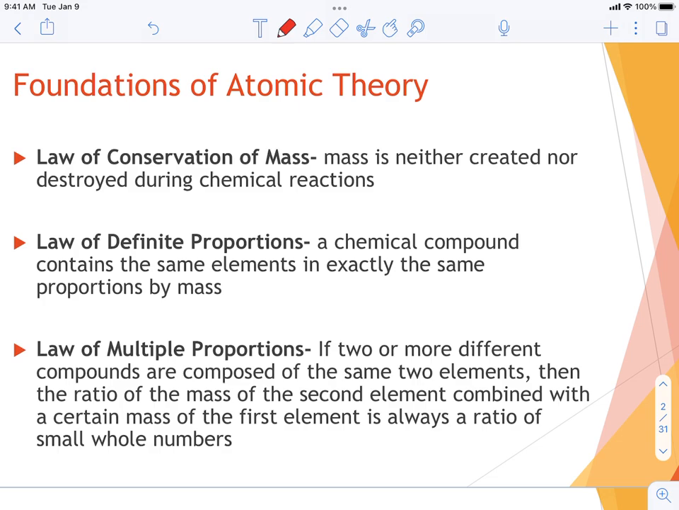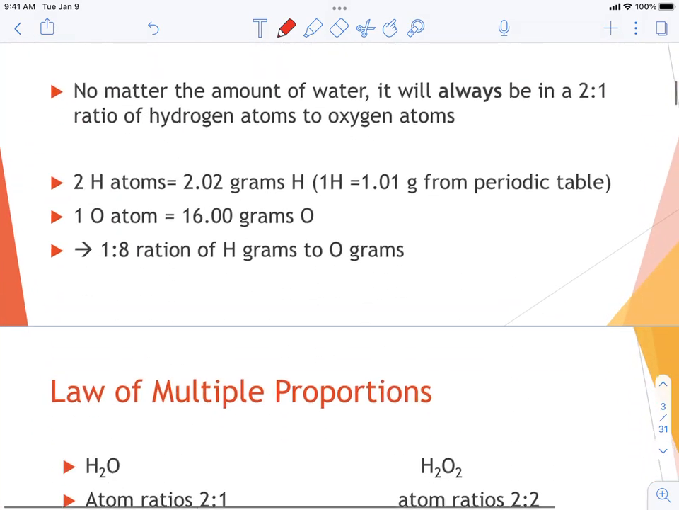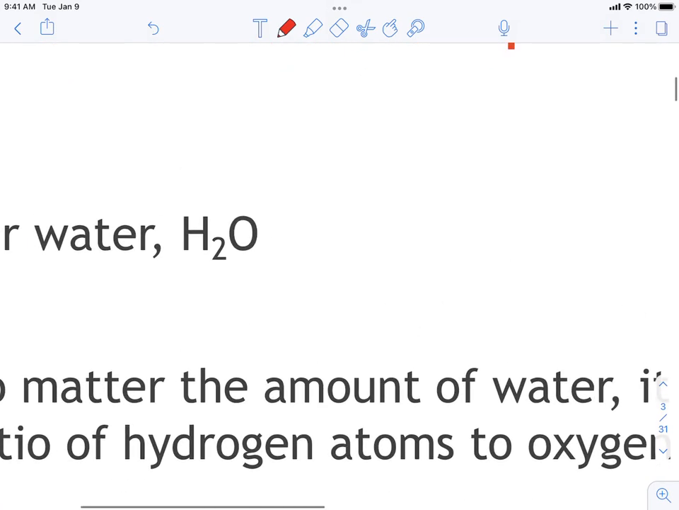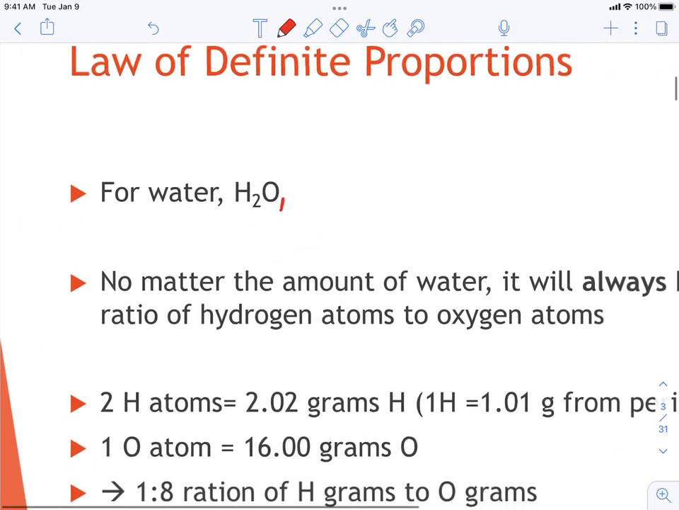The second one, the law of definite proportions, says a chemical compound, let's take H2O for example, recall what a compound is, contains the same elements in exactly the same proportions by mass. What this means, if you go to the next slide, we're looking at water. No matter how much water you have, whether it's just a drop of water, or if you take a pool of water or a lake of water, it will always be in this 2-to-1 ratio.